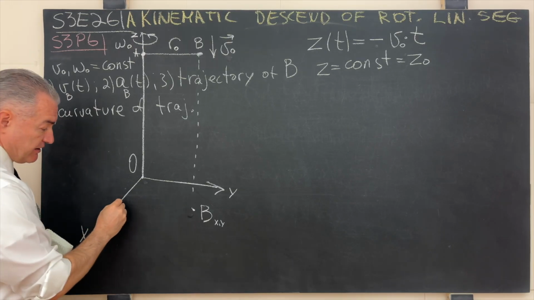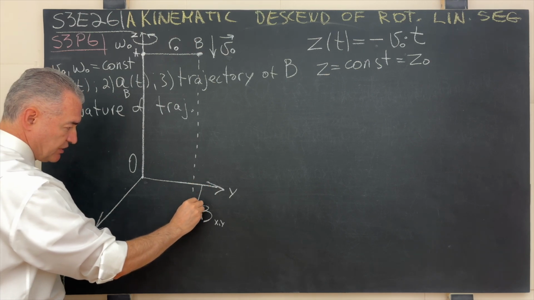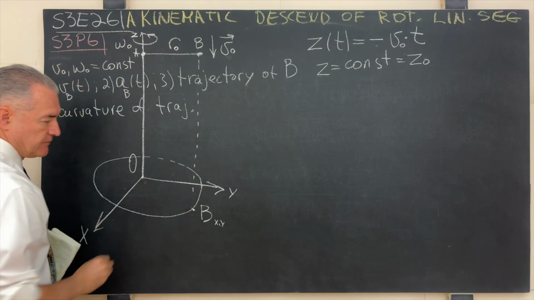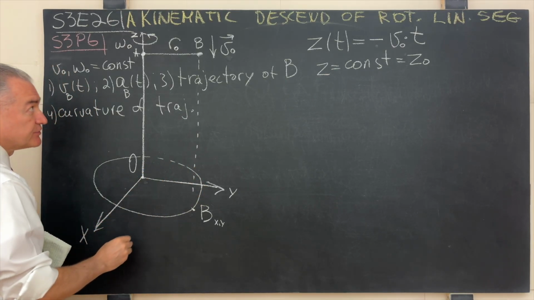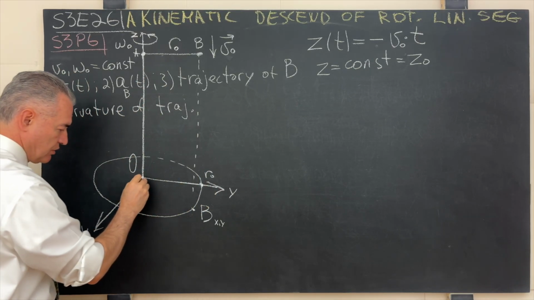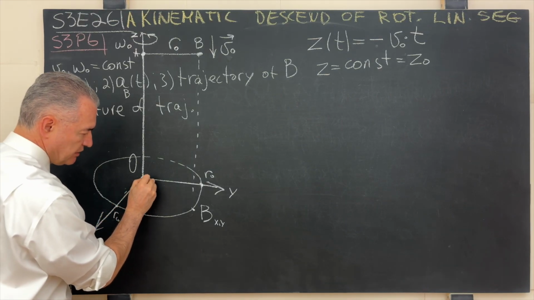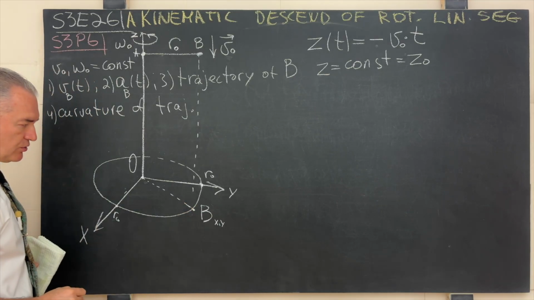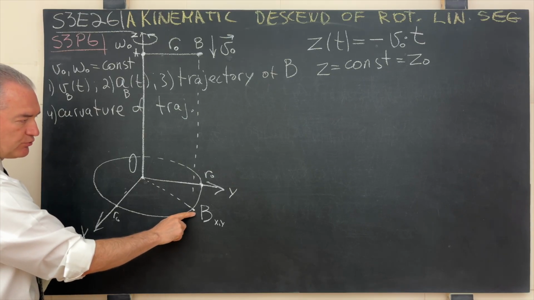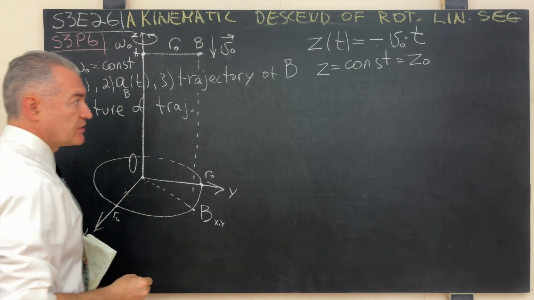That would mean that our point B is located somewhere on the periphery of the origin-centered circle of radius r0. So this distance will be r0, this distance will be r0, and this will be the location of our point B. And now it is evident that the position of this point, which is the orthogonal projection of the point B, can be described which way?